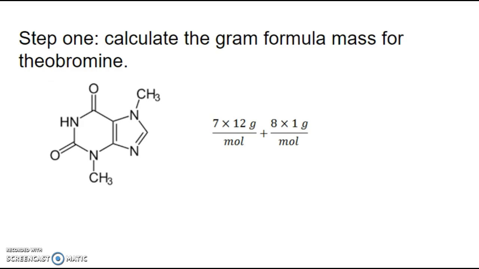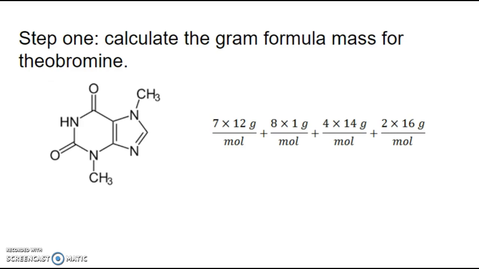And we know that we have 4 nitrogens, so we can multiply 4 by the gram formula mass of nitrogen, 14 grams per mole. And then last but not least, we have our oxygen. We have 2 oxygen atoms in this compound. So we can multiply 2 by the gram formula mass for oxygen, which is 16 grams per mole. What we notice about all of our gram formula masses is that they all have the same unit to them, grams per mole. So that means that we can add them up together because they will have the same unit.